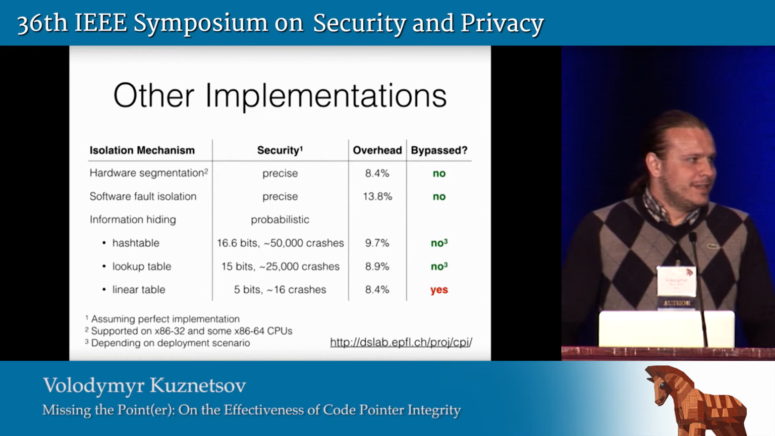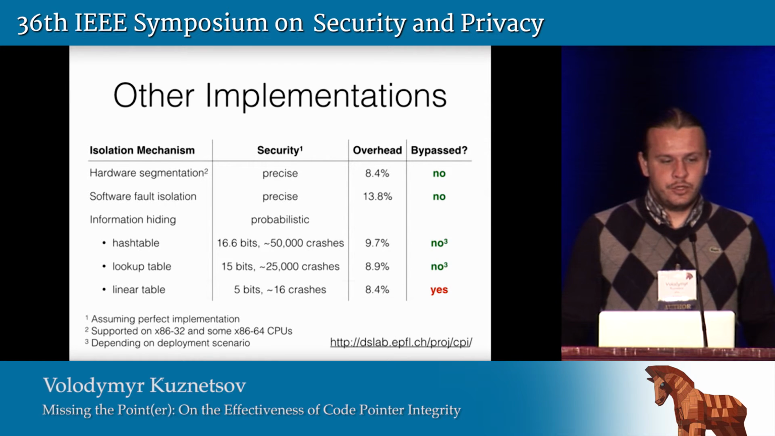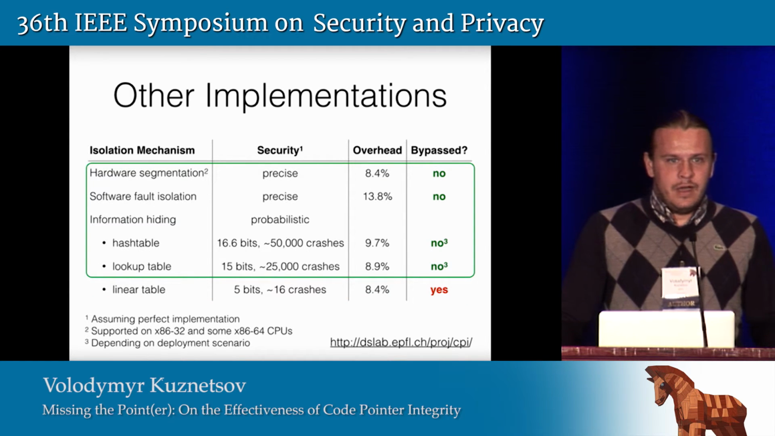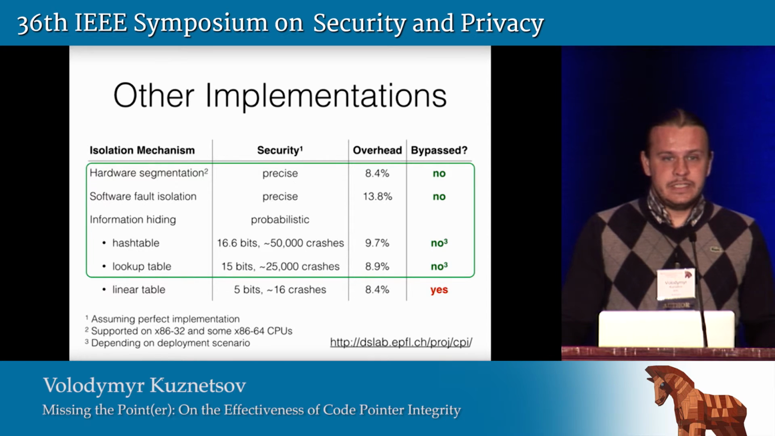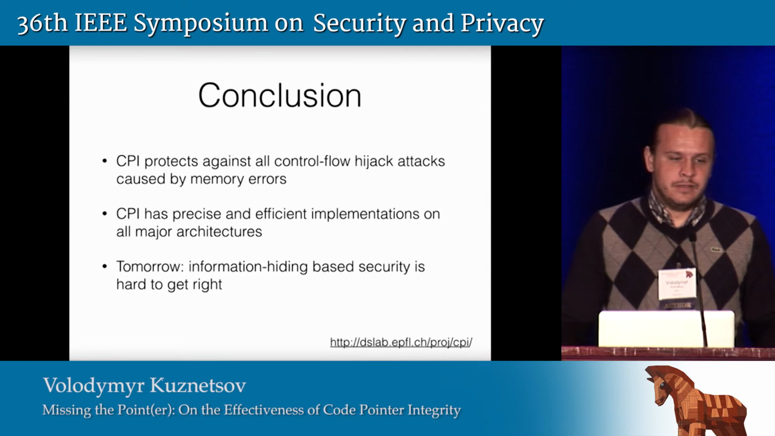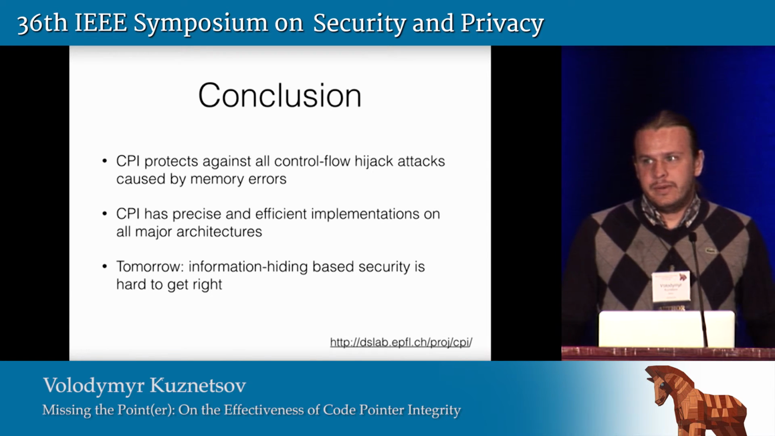Along with our paper, we actually released multiple different implementations of code pointer integrity, and some of these implementations provide probabilistic security guarantees. Tomorrow's paper actually attacks one of such implementations. Fortunately, we also have implementations that provide much stronger probabilistic security guarantees. And even more importantly, we have implementations that provide precise security guarantees that do not depend on any randomization at all. You can find more details about this table on our project website. So to conclude, I described code pointer integrity, which is a technique that provides protection against all control flow hijack attacks that are based on memory errors.